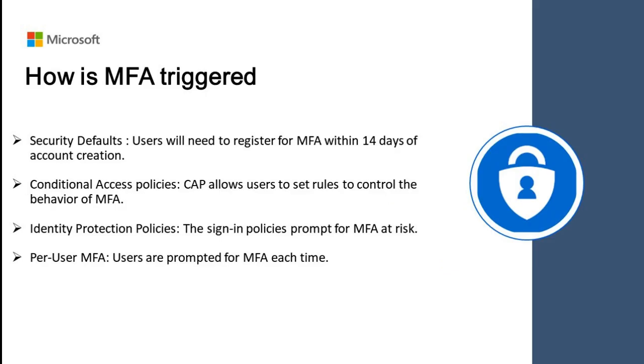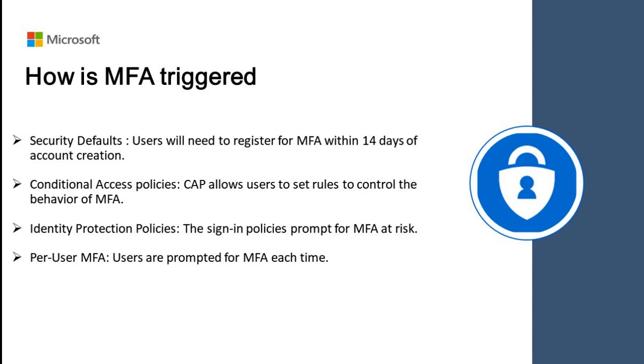Before getting started with different steps to disable MFA, I would first like to demonstrate different ways of how MFA is triggered. Security defaults method. When security default method option is toggled on, users will need to register for Azure MFA within 14 days of account creation. And once registration is complete, users will be prompted for MFA each time they log in.